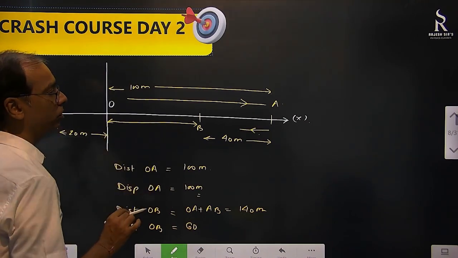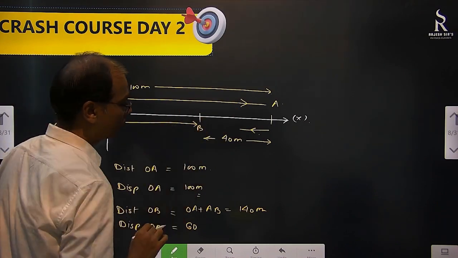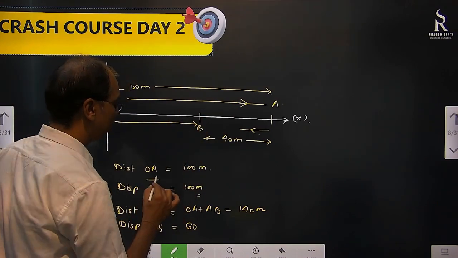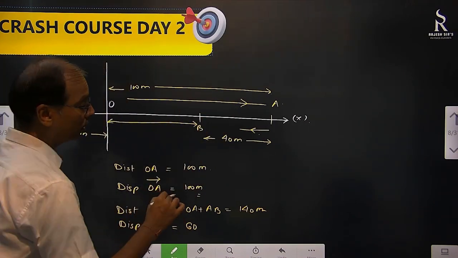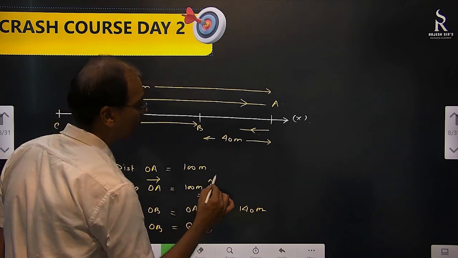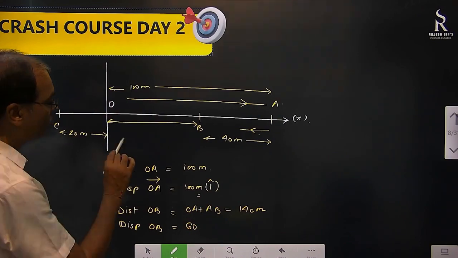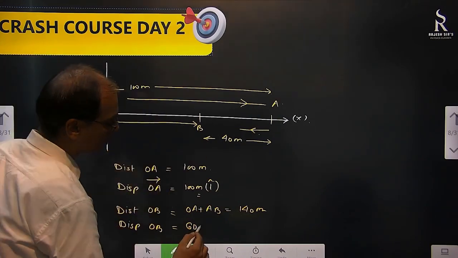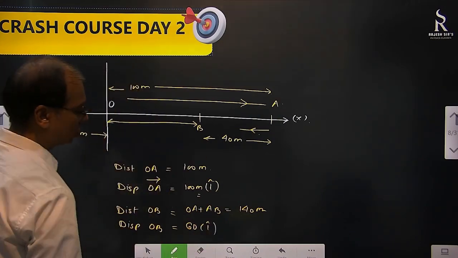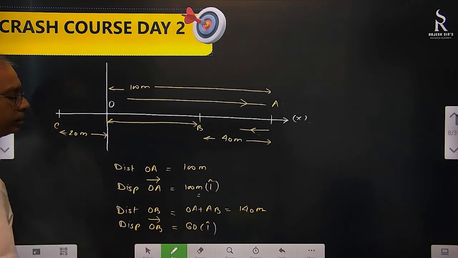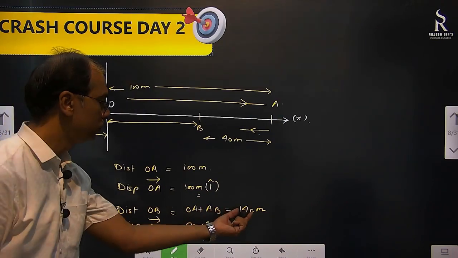So if direction also I have to give, then for OA also I should give the direction, right? So then I should write it as a vector. 100 meter into what we will write? I cap. Along positive x-axis we will write i cap. Here also along positive x-axis, so i cap. So OB is a vector. Magnitude you see is different.